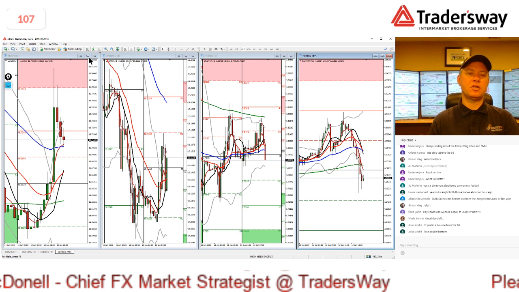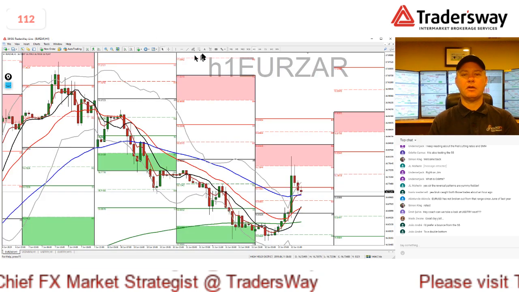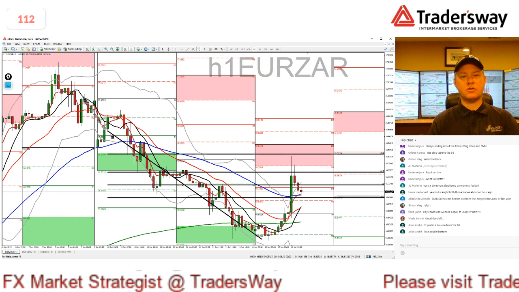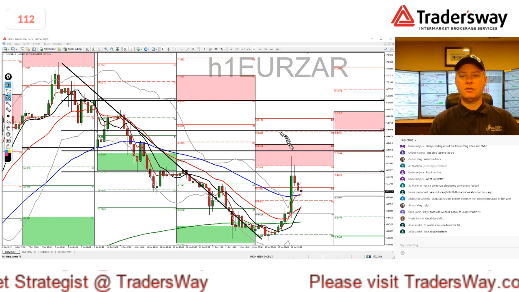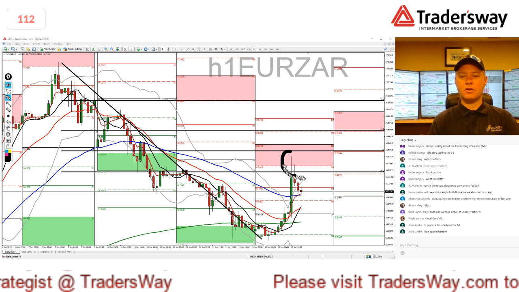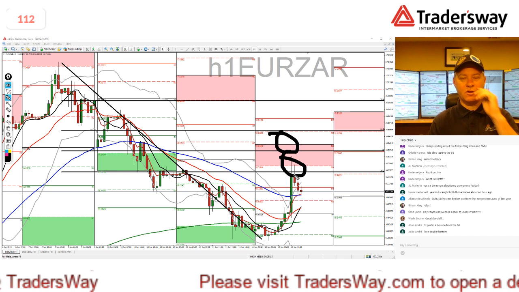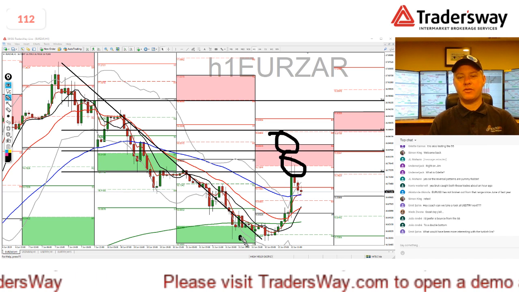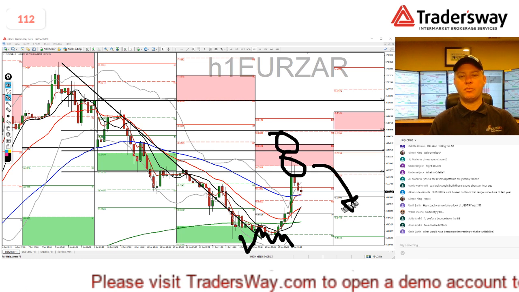Euro ZAR is interesting too because we needed a pullback. So one of the things I like to do is look at it on a more macro level. And typically either this zone or this zone is a place to re-enter your trade. So this would be like profit taking down here, and then this would be re-entering the trades up here.